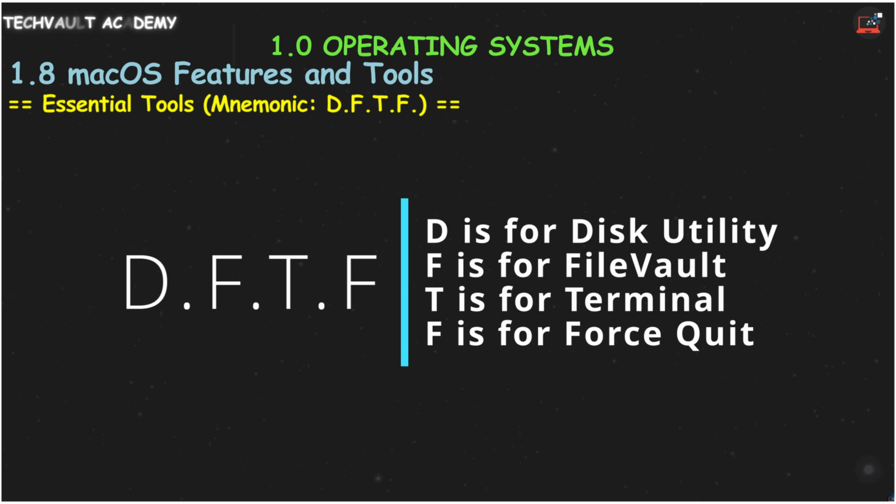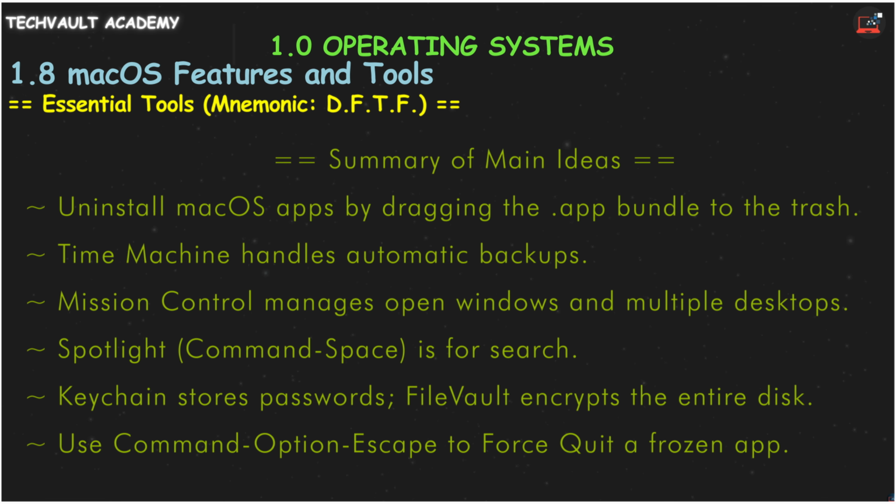To recap, macOS apps are usually .app bundles installed from .dmg files, and you uninstall them by dragging them to the trash. Time Machine is the automatic backup tool that performs hourly, daily, and weekly backups. Mission Control gives you a bird's-eye view of all your apps and lets you manage multiple desktops.